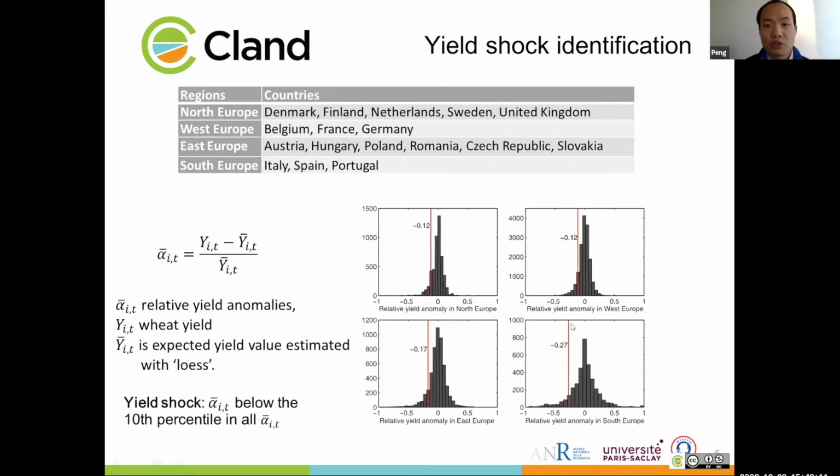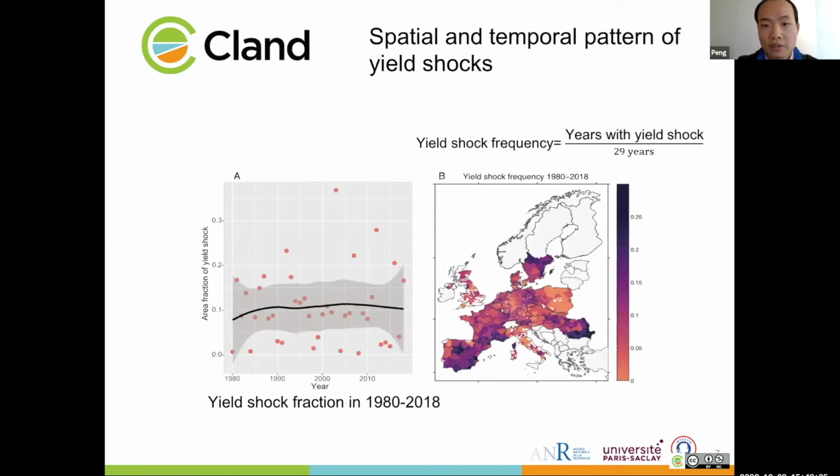This histogram shows the distribution of relative yield anomalies in each region. And the vertical red line is the 10 percentile that is used as the threshold to define the yield shock for each region.